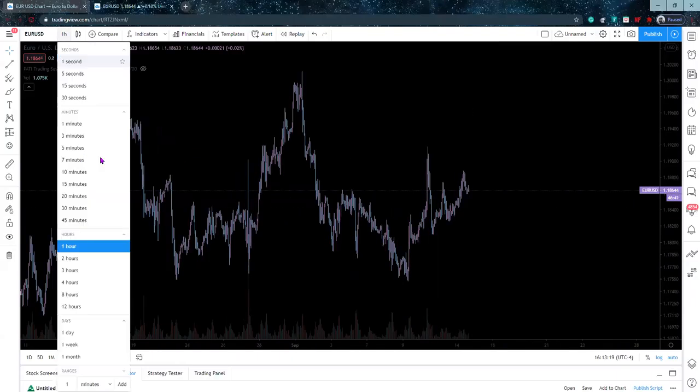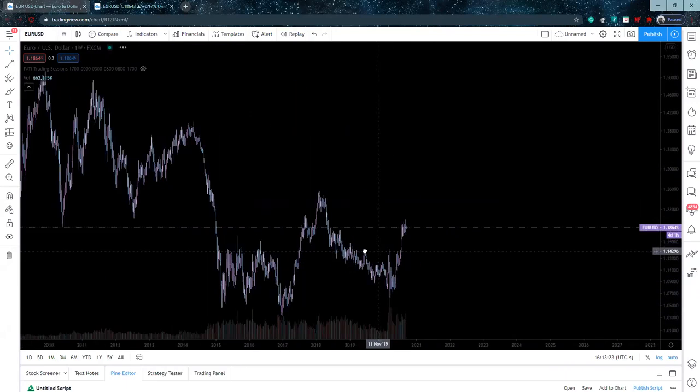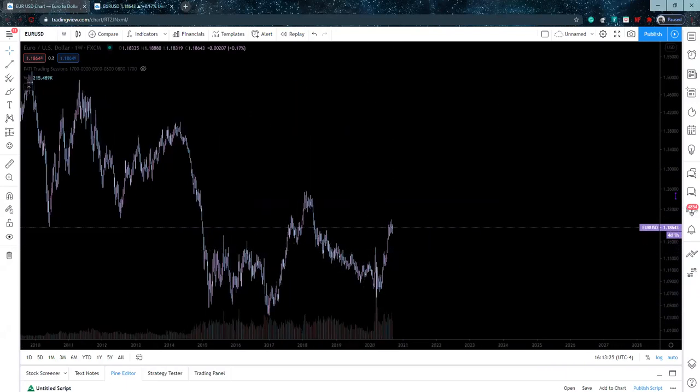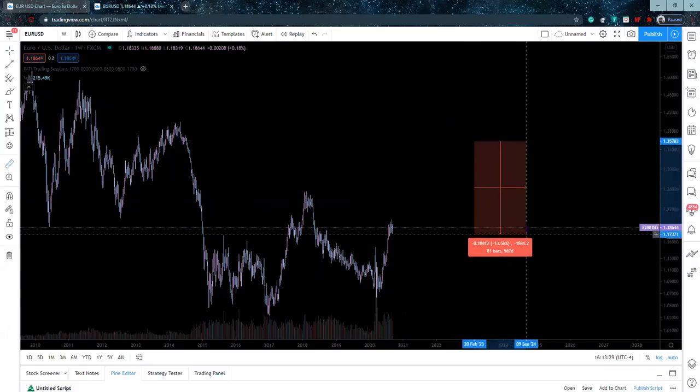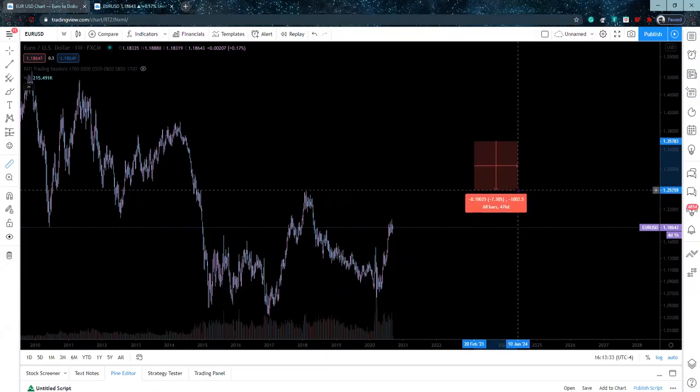Okay. Usually how I go is I go up to the weekly, and I try to find the nearest whole number. So in this case, let's measure out 1,000 pips. 1,000 pips is right around here. So between the 1.3 and the 1.2.